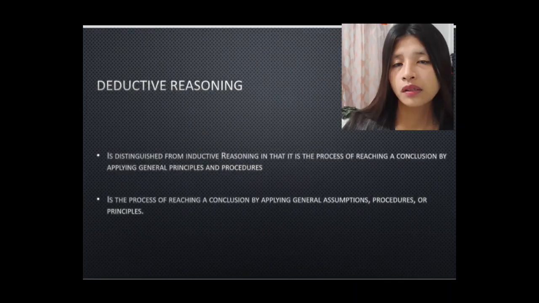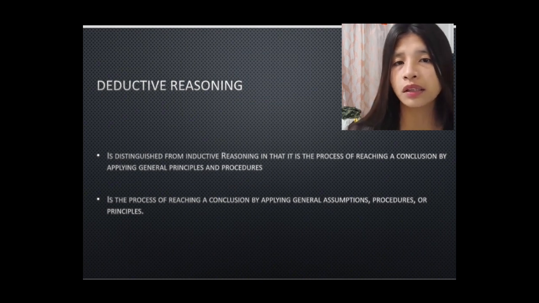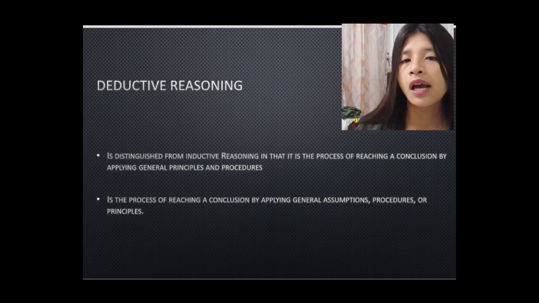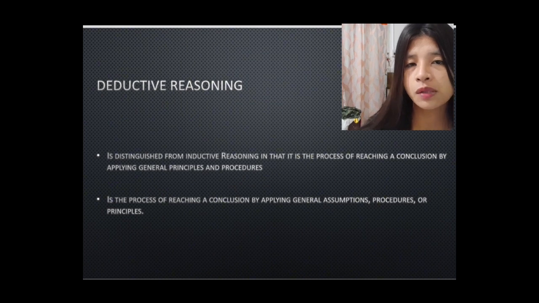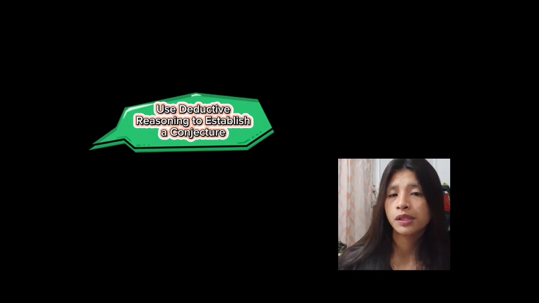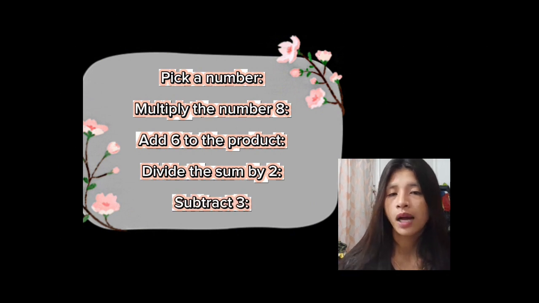Our next topic is about deductive reasoning. Deductive reasoning is distinguished from inductive reasoning in that it is the process of reaching a conclusion by applying general principles and procedures. It's the process of reaching a conclusion by applying general assumptions, procedures, or principles. Use deductive reasoning to establish a conjecture. Pick a number, multiply the number by 8, add 6 to the product, divide the sum by 2, and subtract 3. Ito yung solution natin.